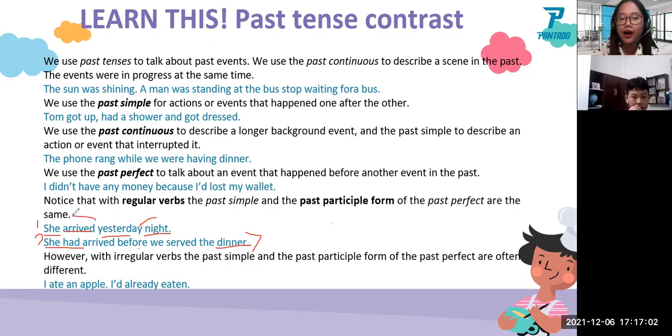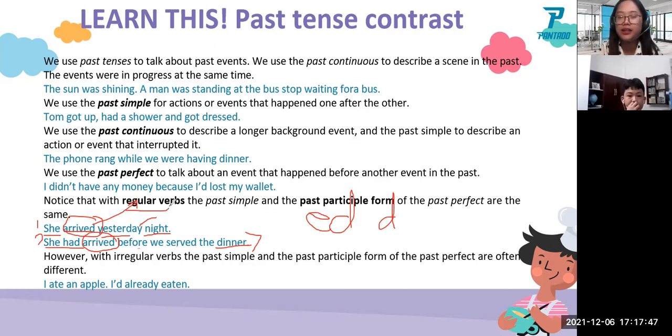And here, arrived, the same verb. She had arrived, the same meaning too, the same verb. If the verb is regular, for example, these are the verbs where we add D or ED. Work, worked. Another example of a regular verb, talk, talked. Okay?